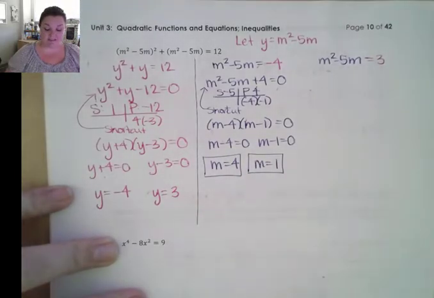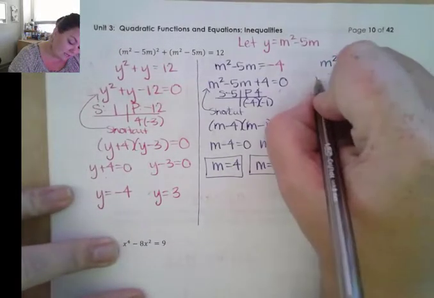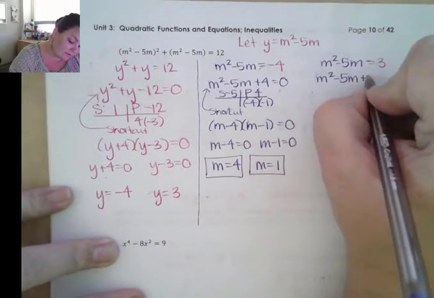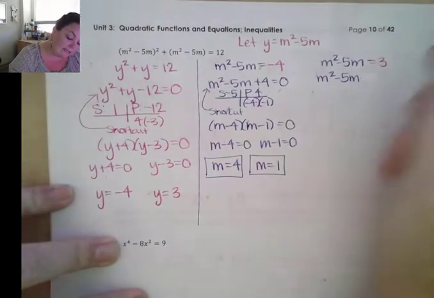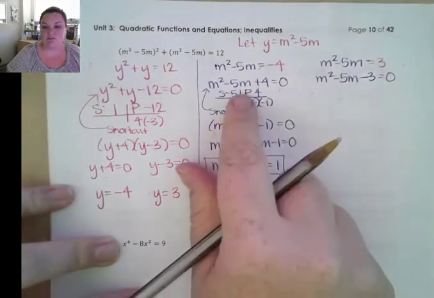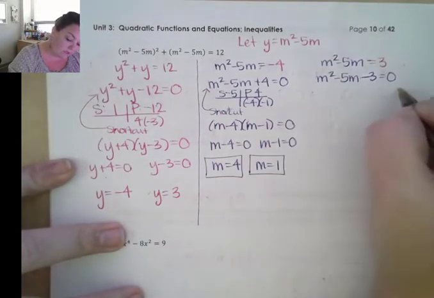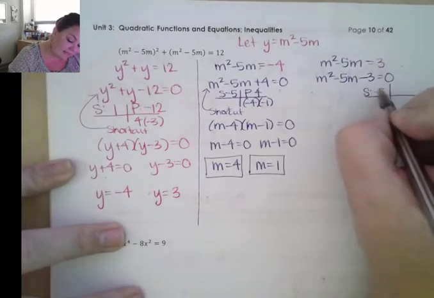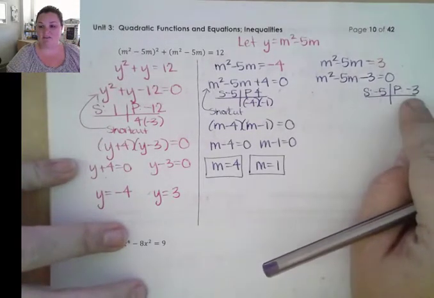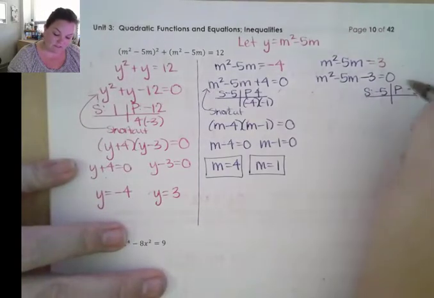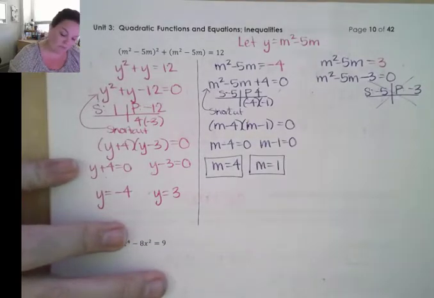While those are two of my answers, I still have another case to solve. Just like the last one, I'm going to move my 3 to the other side. So I have m squared minus 5m minus 3 is equal to 0. Then I want to do just like I did over here and try the sum product chart. But notice on this one, I get a sum of negative 5 and a product of negative 3, and it's not possible to find factors of 3 that will combine to give me a 5. So it's not factorable, and if it's not factorable, my only other choice is to use the quadratic formula.